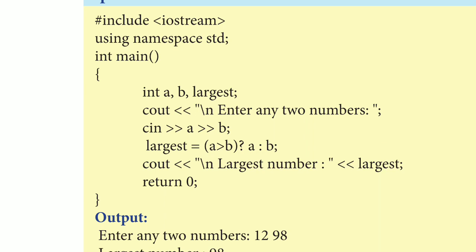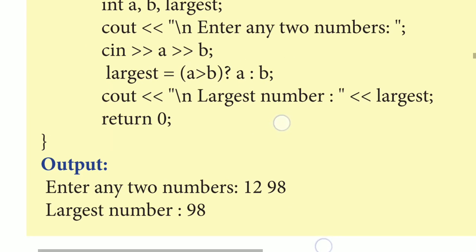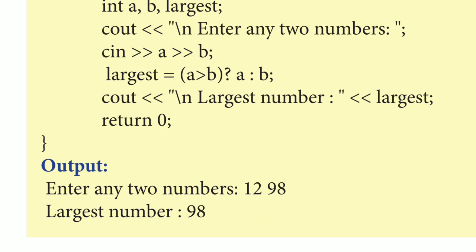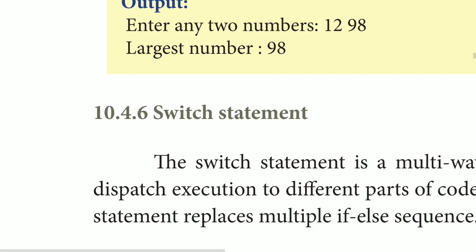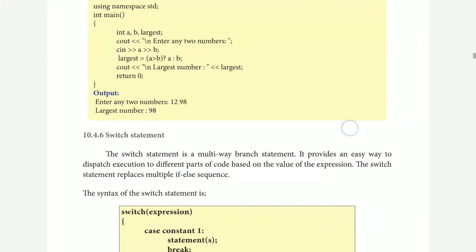Here you can see that there are two inputs given by the user, 12 and 98. Now it compares: a will be 12 here, and b will be 98. Now it checks a greater than b, which is false here. Now b consists of the value 98, so that 98 value will be stored in largest, and the largest value is printed here. So next is the switch statement.